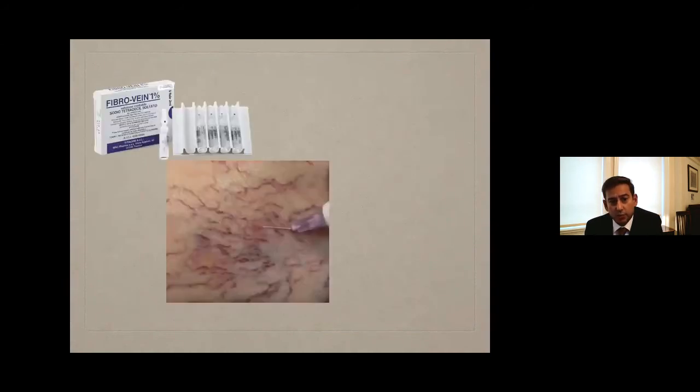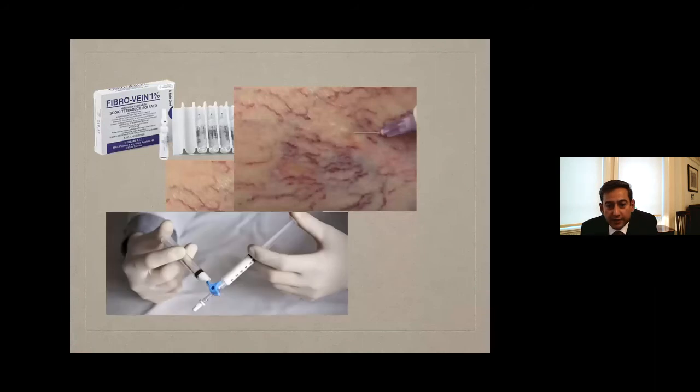By chemical means, we can inject sclerosant. I prefer to use Fibrovein, which is a sodium tetradecyl sulfate compound that I can inject straight into the veins themselves. Here you can see a picture of me injecting sclerosant into spider veins. And you can see as a consequence the vein disappears.